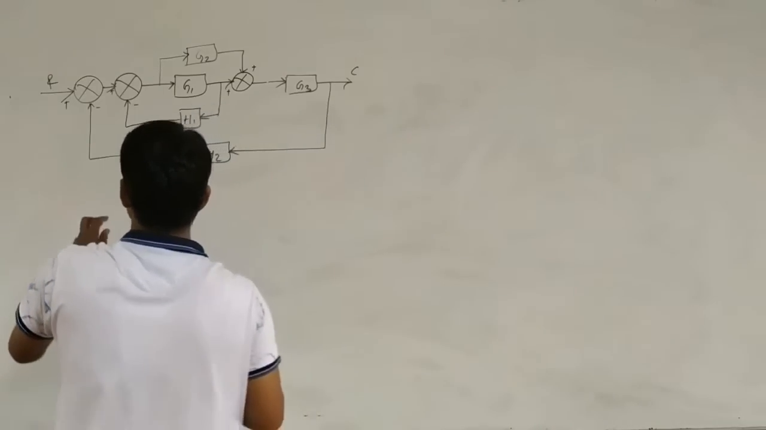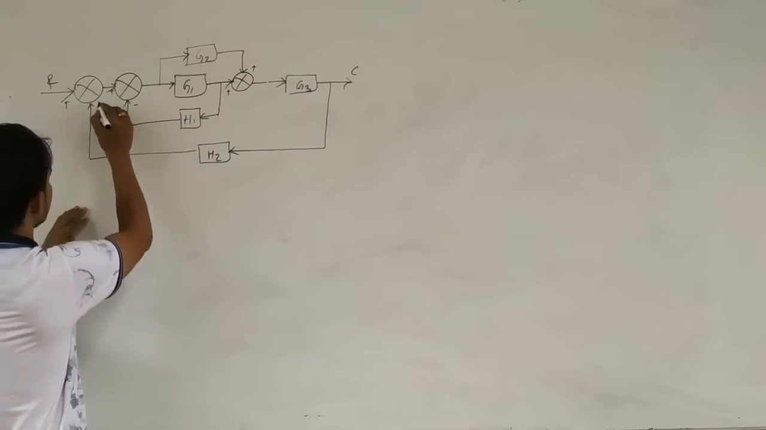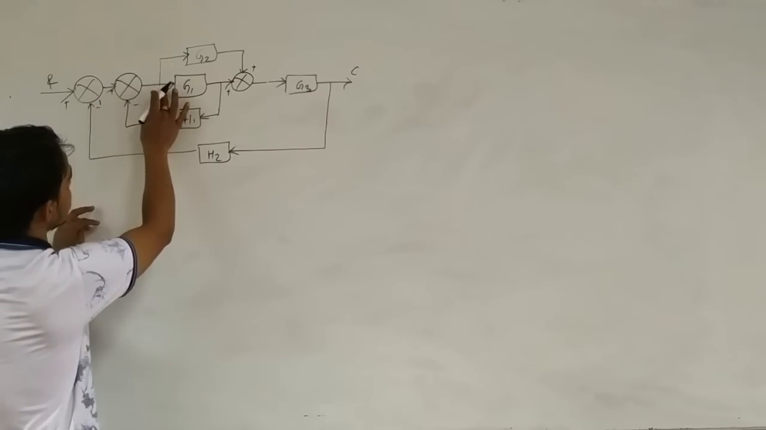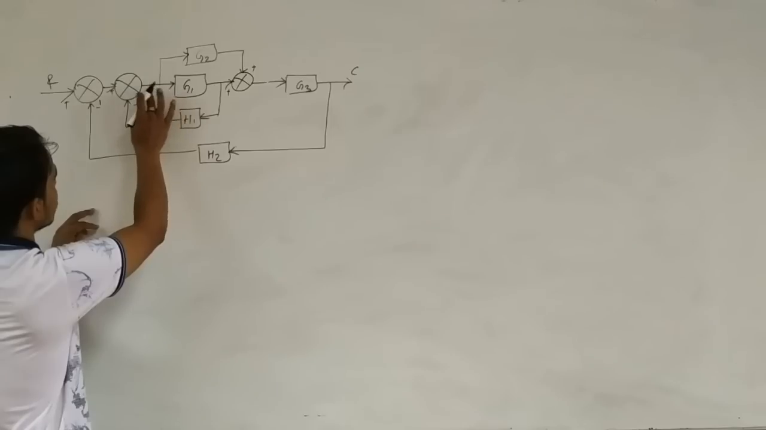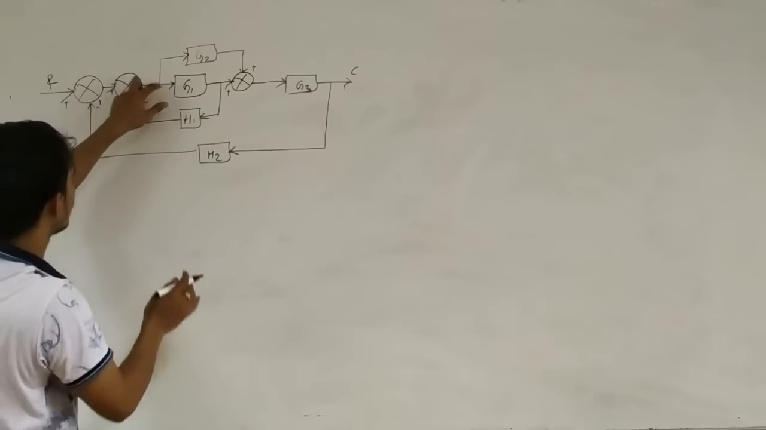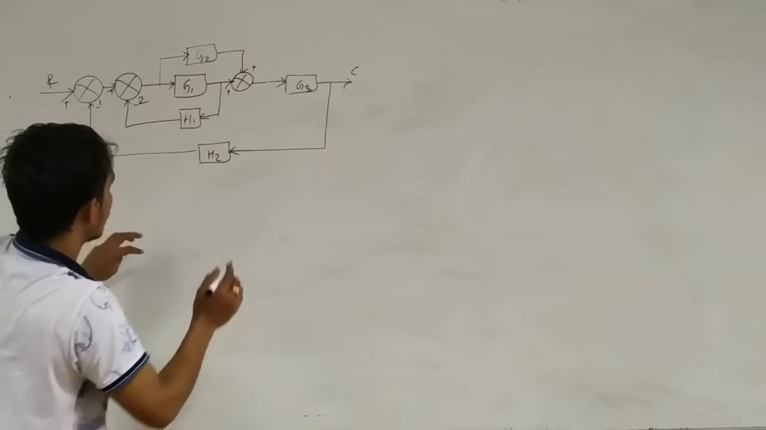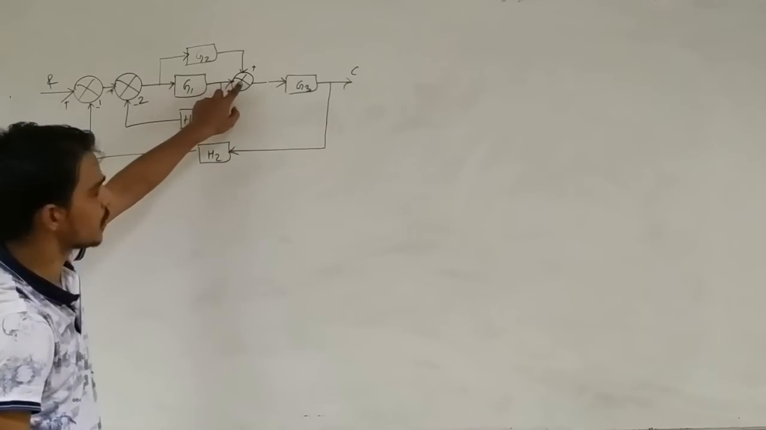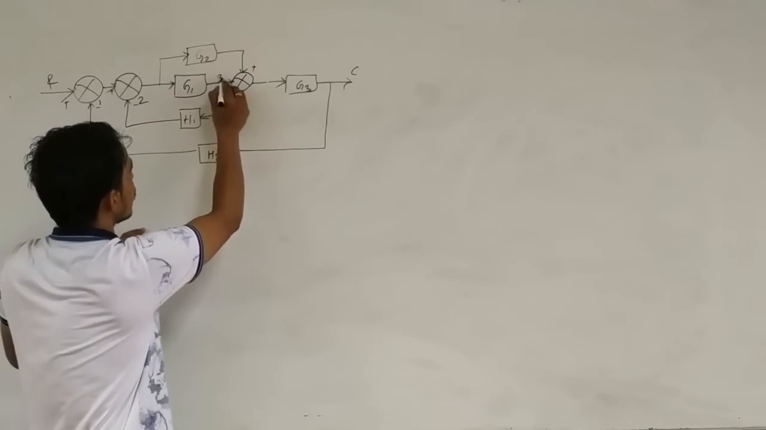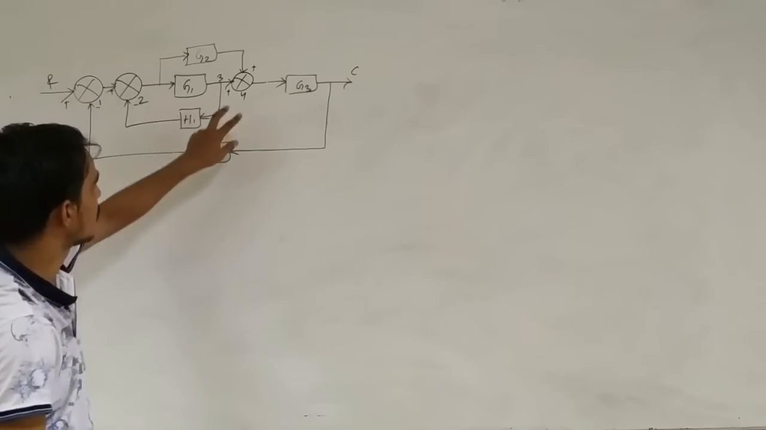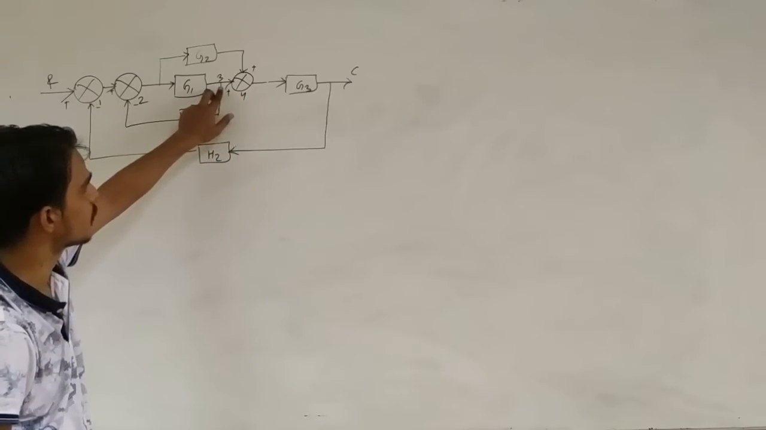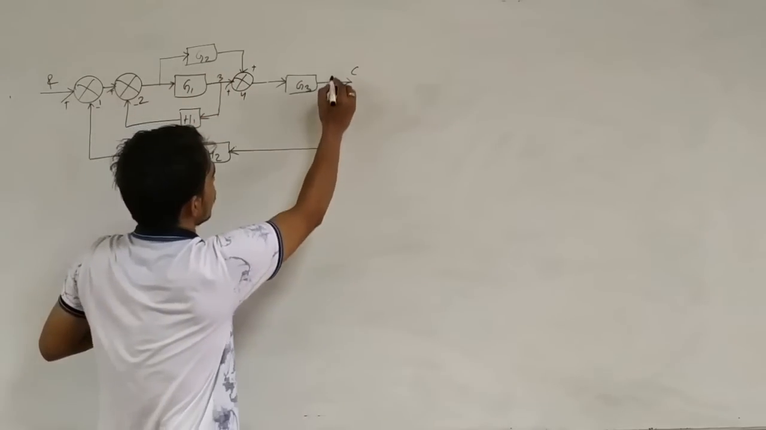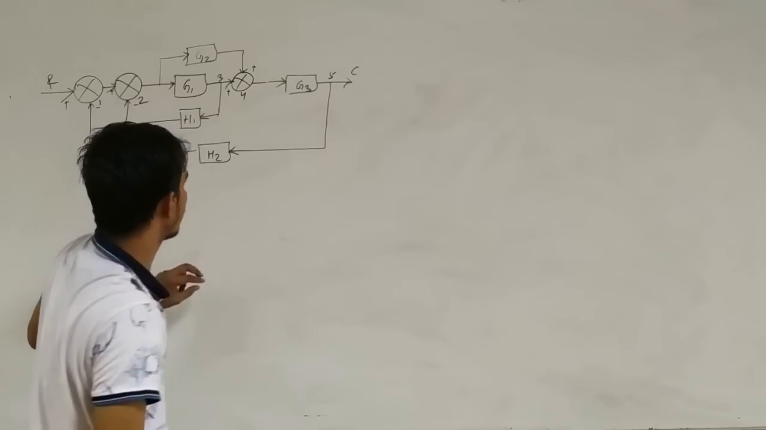So first we will make the numbering here. Suppose this is a summing point, we can consider it as node 1. Here the summing point is placed before the take-off point, so both will be considered as a single node 2. And here, the take-off point is placed before the summing point, so this will be node 3, and this will be node 4. And here, a take-off point, so node 5.